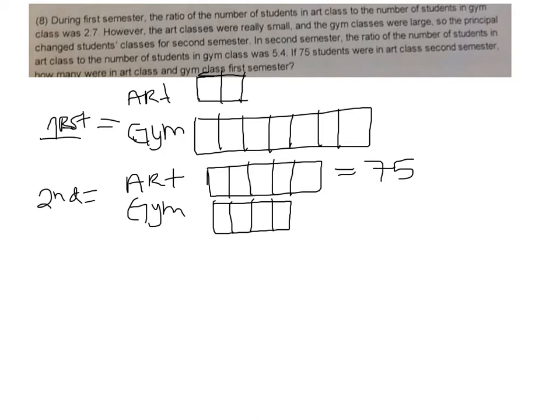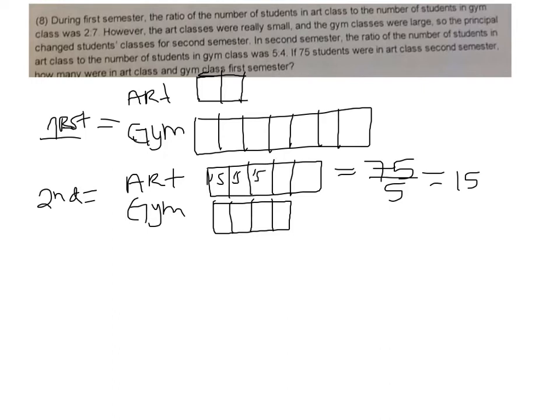So I have my tape diagram for first semester, and I have my tape diagram for second semester. I filled in the information that I know, which is that there were 75 students in the art class during second semester. So I should be able to figure out how many students each box represented in second semester. If there's 75 students representing the art students, and I have 1, 2, 3, 4, 5 boxes, then each one of those boxes is going to be worth 15 students.